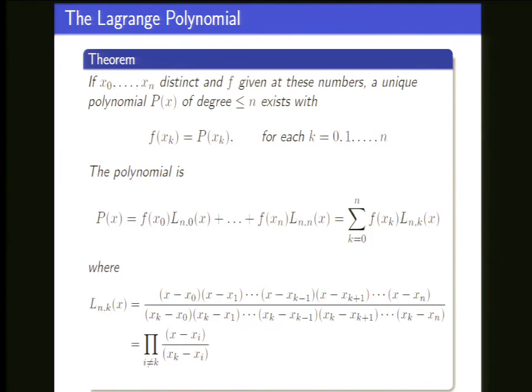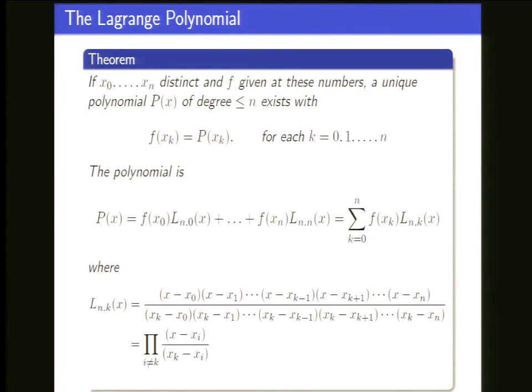Still 0. So this term here has the property that it's equal to f of x0 at the first point, and it's 0 at all the other points. How about this guy? Same thing, of course, right? It's equal to f of x1 at point x1 and 0 at all the other ones.